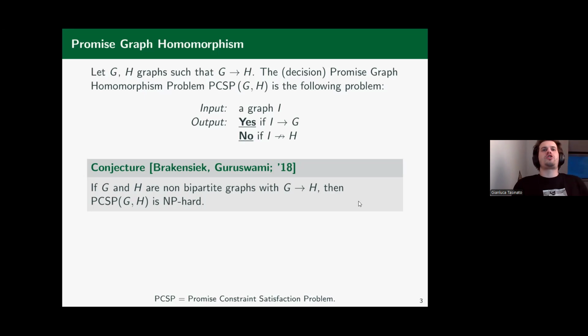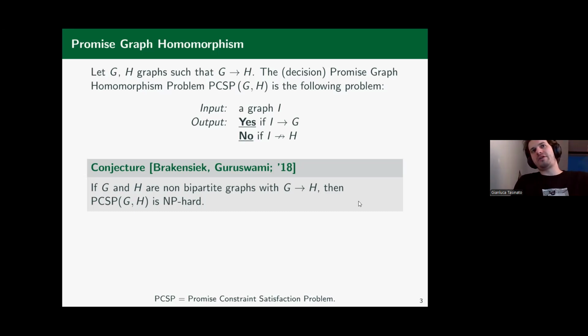So if either G or H is bipartite, then the problem is actually solvable in polynomial time, and that's pretty easy to see because a graph can be mapped into a bipartite graph only if the graph itself is bipartite. So if I'm given an input and one of the two, either G or H, is bipartite, I can just check whether or not the input is bipartite and answer yes or no accordingly. So in this case, the problem is easy. The conjecture is basically that this is the only case where it's easy. Anywhere else, the problem is NP-hard.